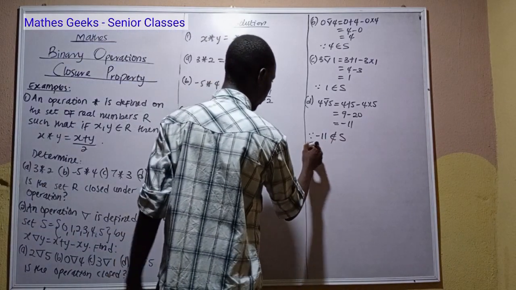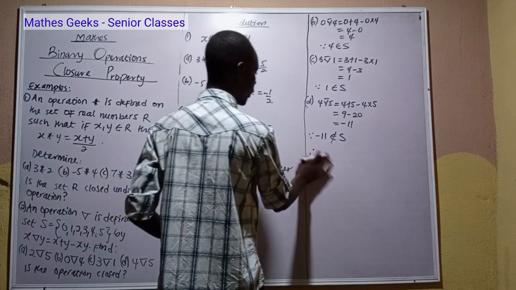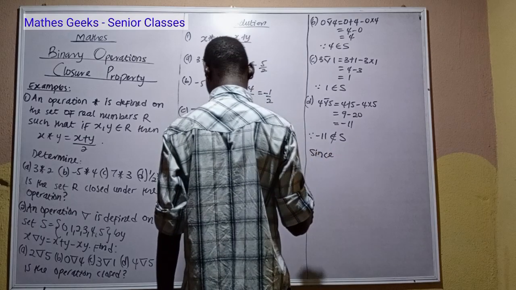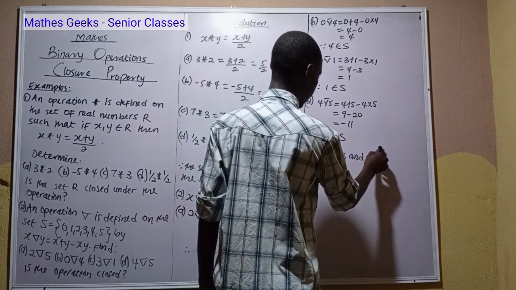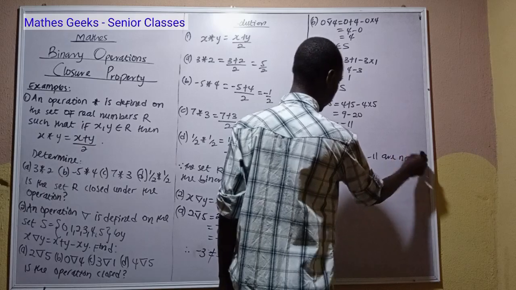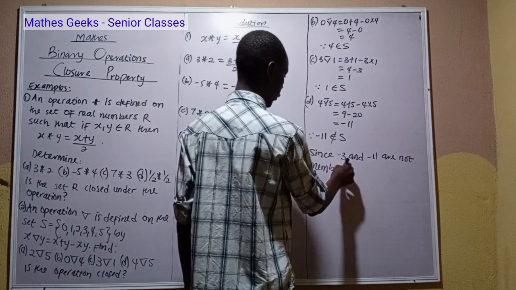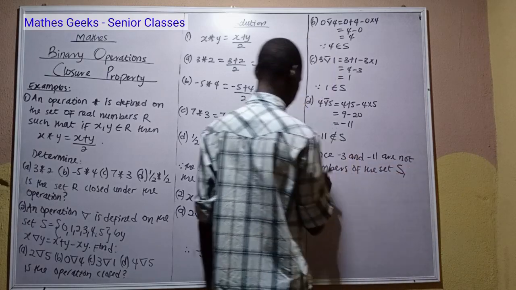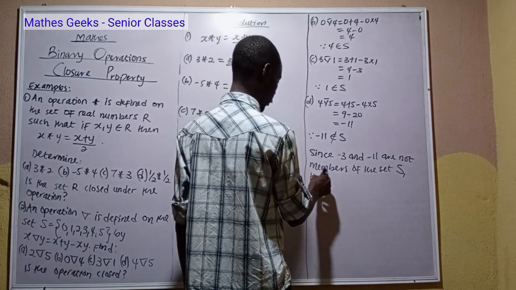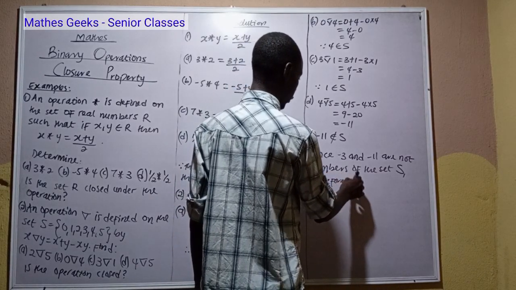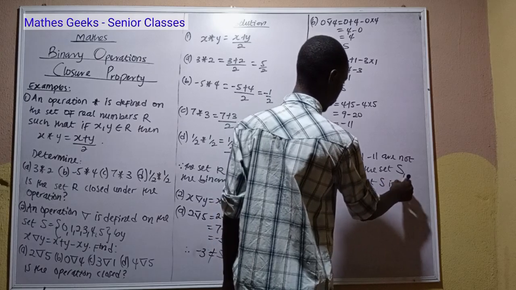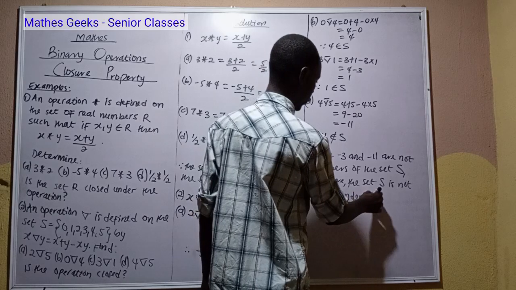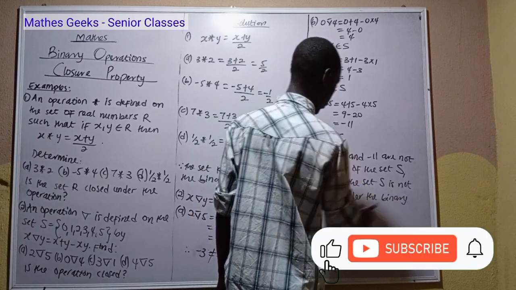So for this reason, since minus 3 and minus 11 are not members of the set S, therefore the set S is not closed under the binary operation.